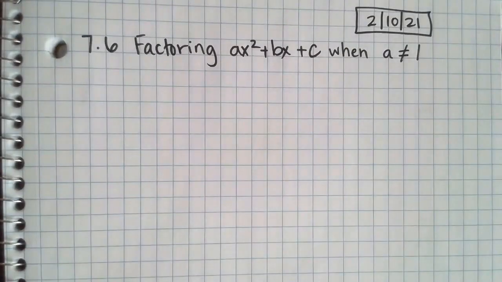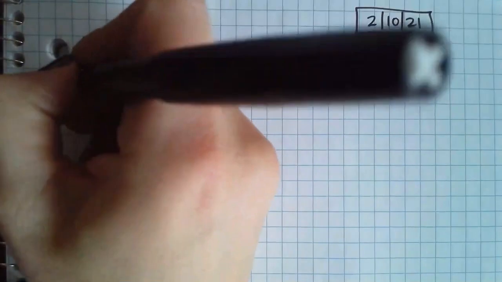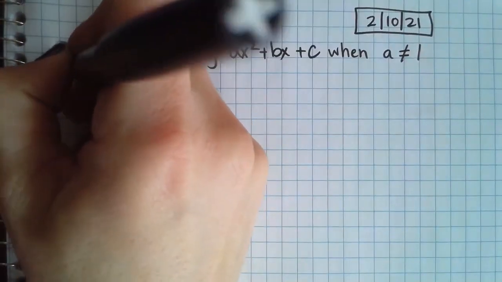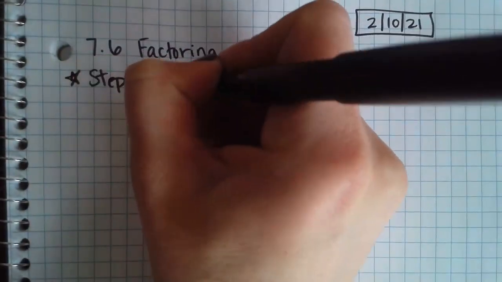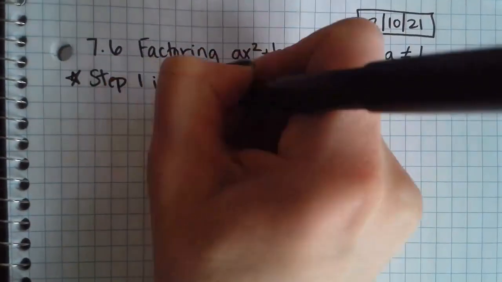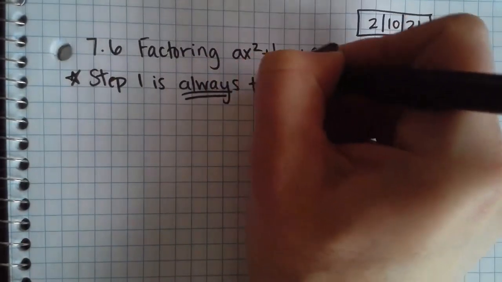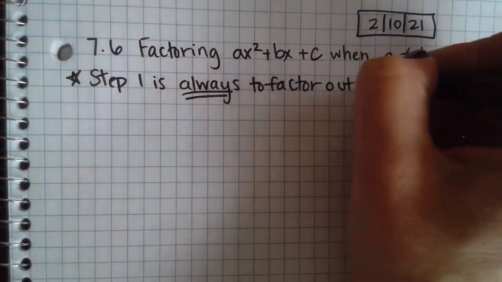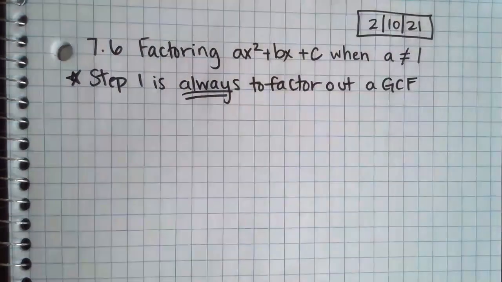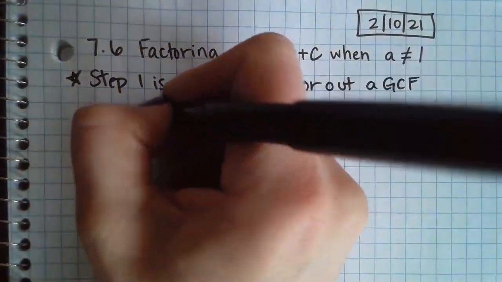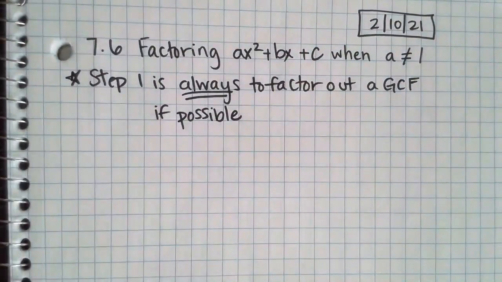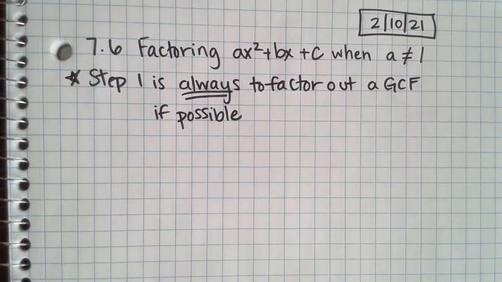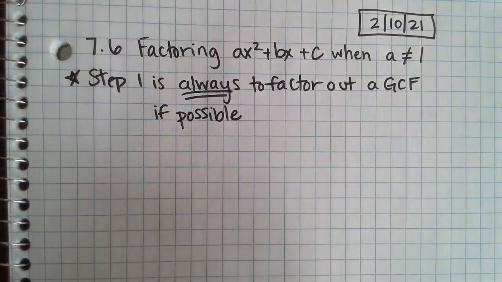But it's important to remember, like we were just talking about, step 1 is always, always to factor out a GCF if possible. Factor out a GCF if possible. Okay. Step 2.